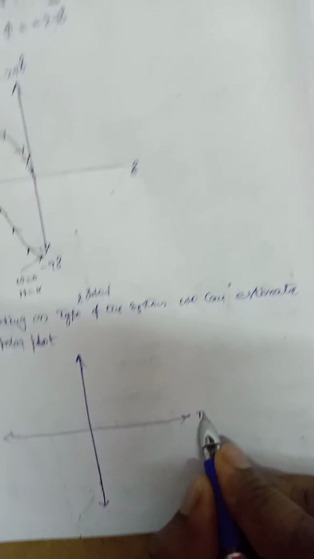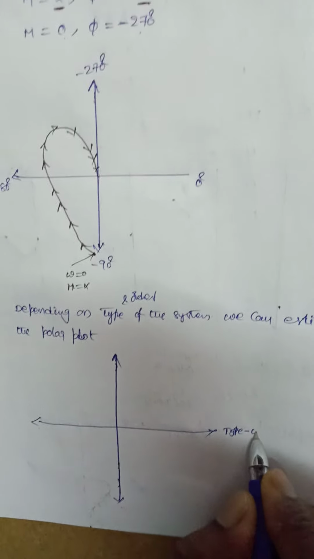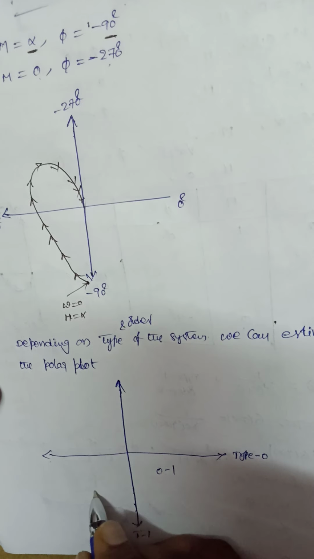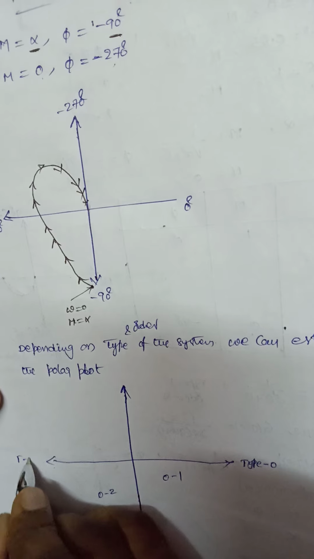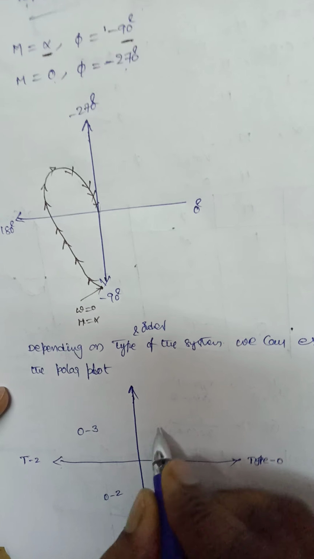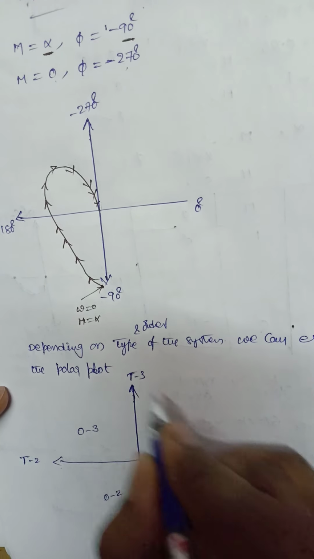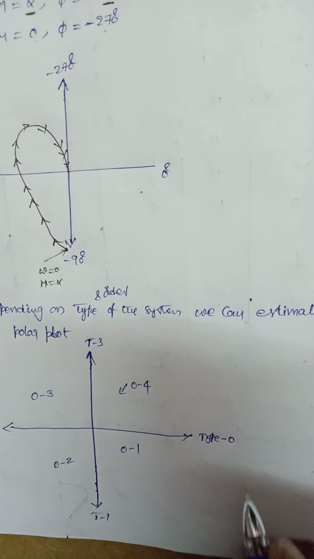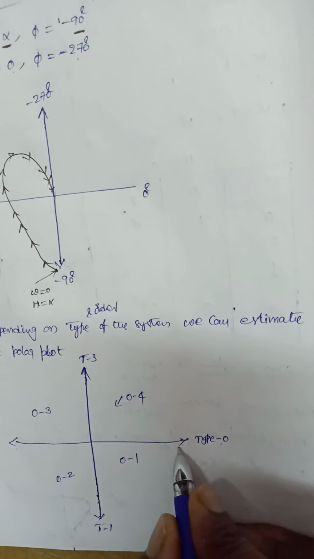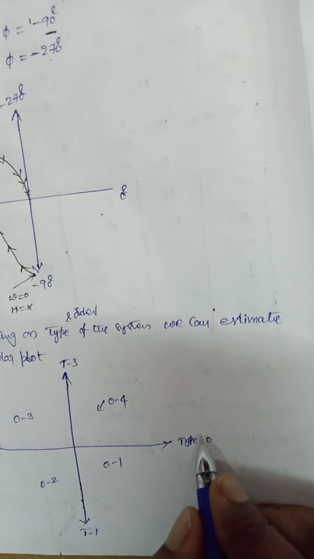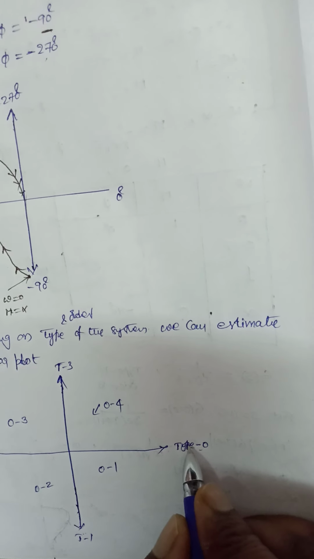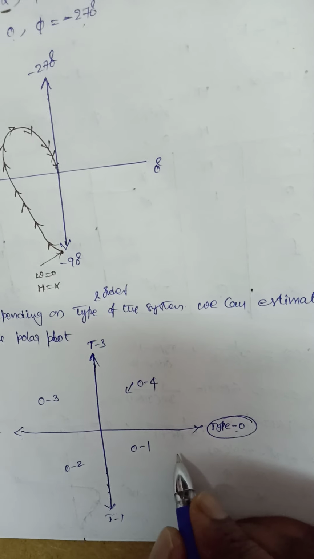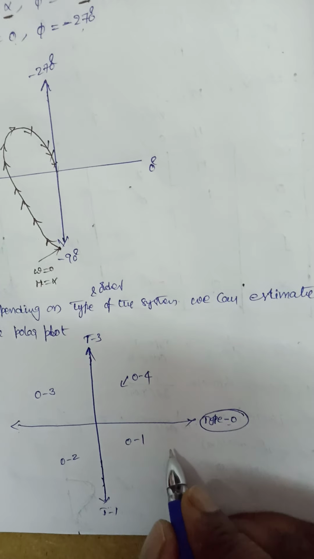And I will say it is a type 0 system and order 1 system. Then type 1, order 2, type 2, order 3, type 3, order 4. So what I want to say here is, for type 0 systems, the starting point of the polar plot can be estimated from the type of the system, and the ending point of the polar plot can be estimated from the order of the system.